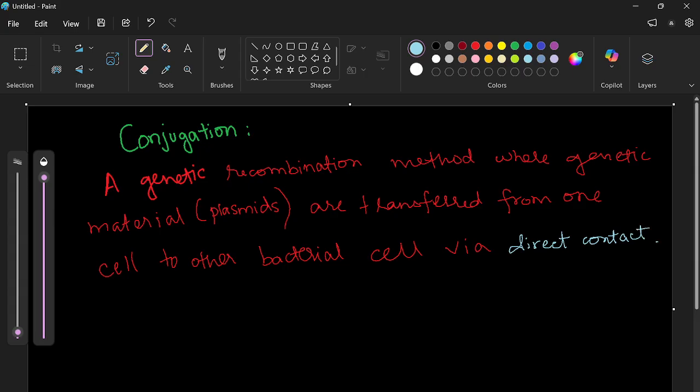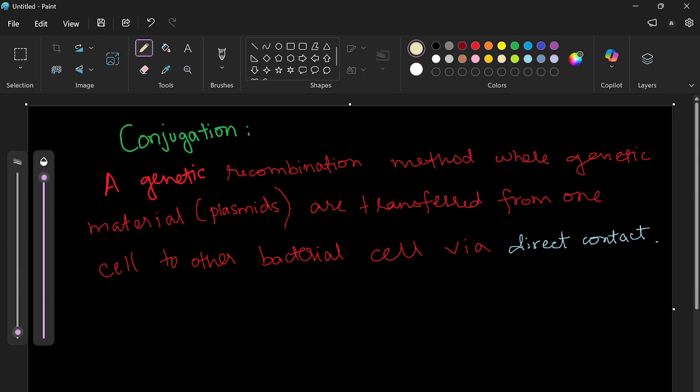Other genetic recombination methods do not require the two bacteria to be in direct contact, but the conjugation process is a bit different, in which two bacterial cells are directly connected to each other with the aid of a sex pilus, which is also a property of the plasmids. The cells which transfer their plasmid to another bacterial cell also form the sex pilus. They also have the genes that code for the sex pilus. Okay, so in easy words I'll be explaining it, don't worry.